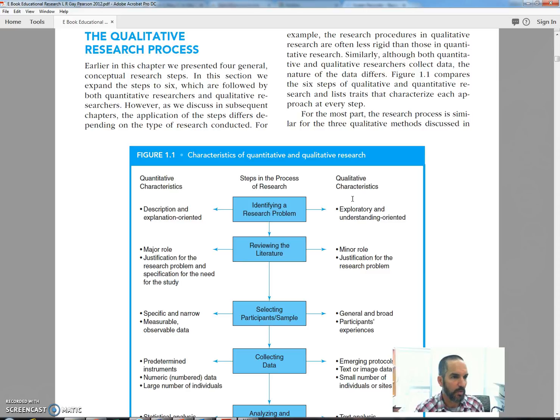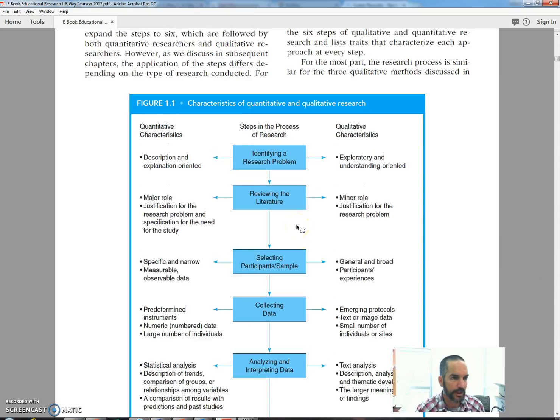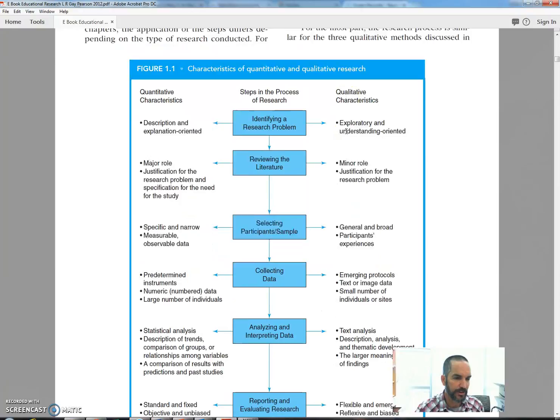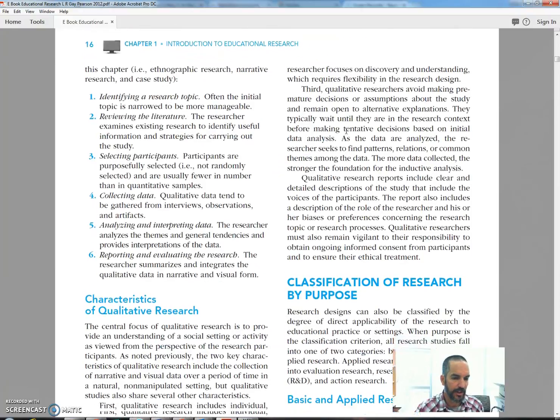I'm trying to find where that is. Again, jumping away from the action research point, the figures and tables in the book are really, really helpful. Here's Figure 1.1. Read it. It gives a nice comparison of similarities and differences between quantitative versus qualitative research. It's a very nice starting point.